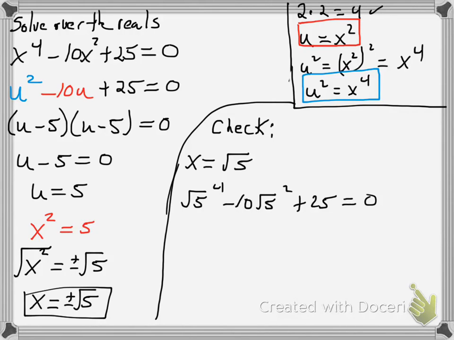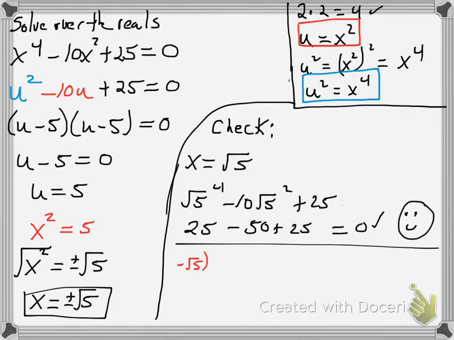So the one part that might be kind of tricky is the square root of 5 to the 4th. So that'd be square root of 5 times square root of 5 times square root of 5 times square root of 5. So 2 square roots of 5 make a 5, and the other 2 square roots of 5 make a 5. So yeah, 5 times 5, which is going to be 25, minus 10 times 5. So the 5 came from the square root of 5 squared. The square and the square root undo each other, so you just have 10 times 5, which is 50. And that equals 0. Give yourself a happy face.